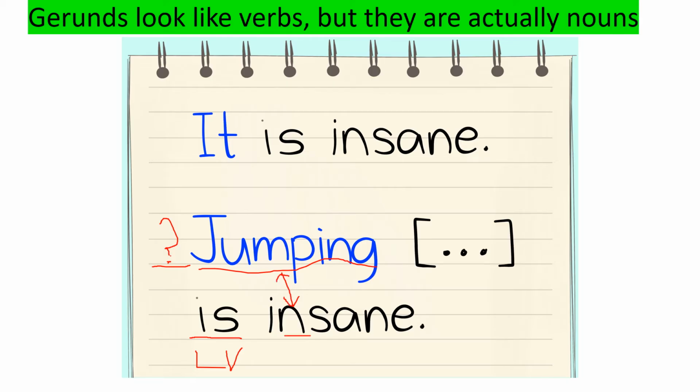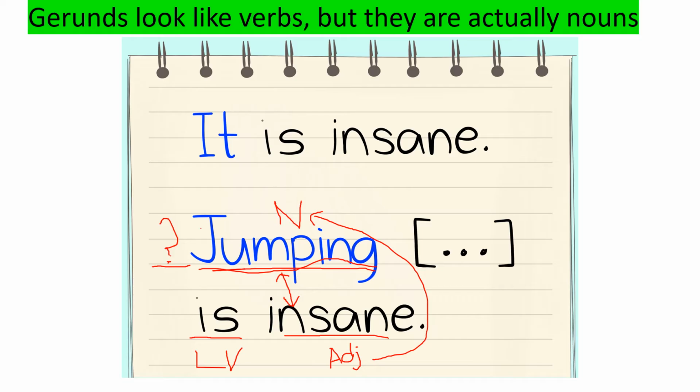So in this case, insane is an adjective and jumping is a noun, because what is insane? Jumping is insane. It's a thing. I don't know who's doing the jumping. There's no subject here, but I'm describing. And what is insane? Insane is an adjective, and it is describing jumping. And adjectives can only describe nouns. So this jumping here has to be a noun.